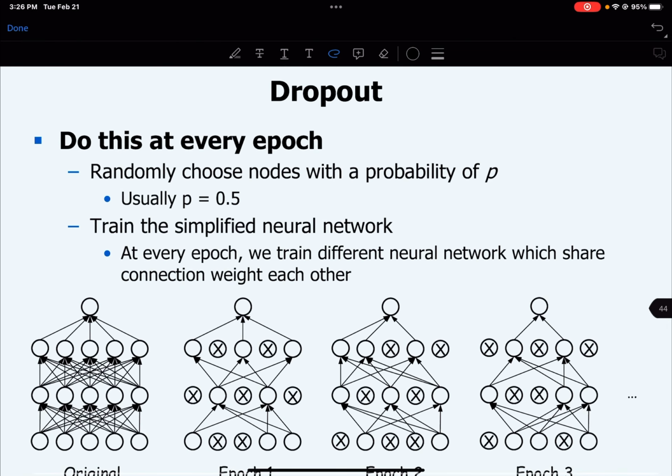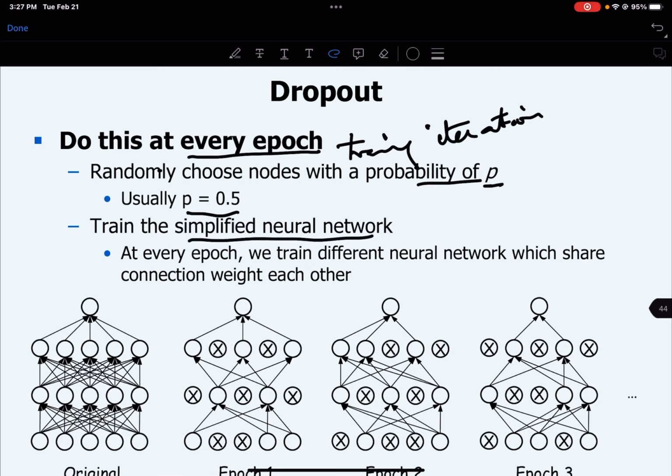So what we will do is, we do this at every epoch, at every training iteration. At every iteration, what we do is we randomly choose nodes with probability of p. Usually p is 0.5, and then 50% of the nodes will not be considered in each epoch. And then we train the simplified network, and all those nodes that are only connected to those nodes, they are trained.